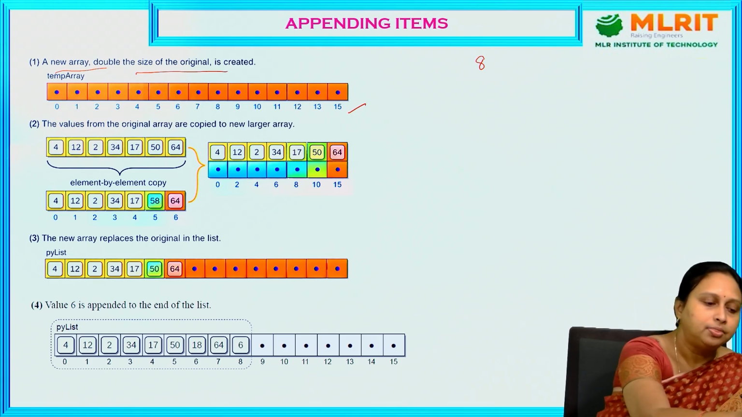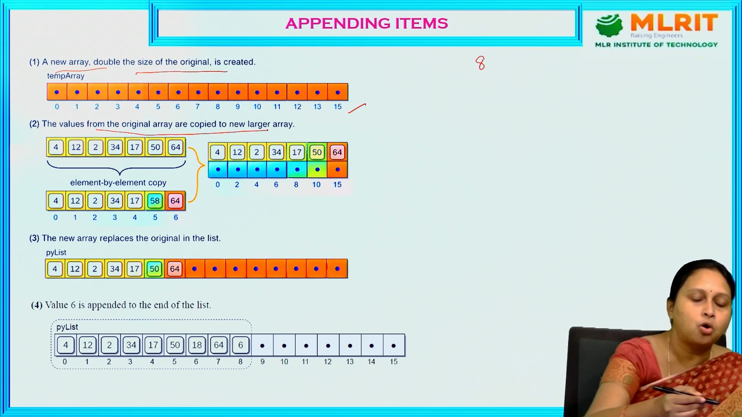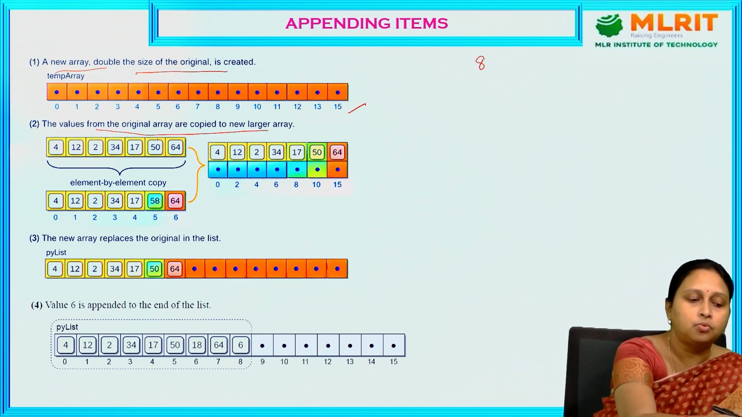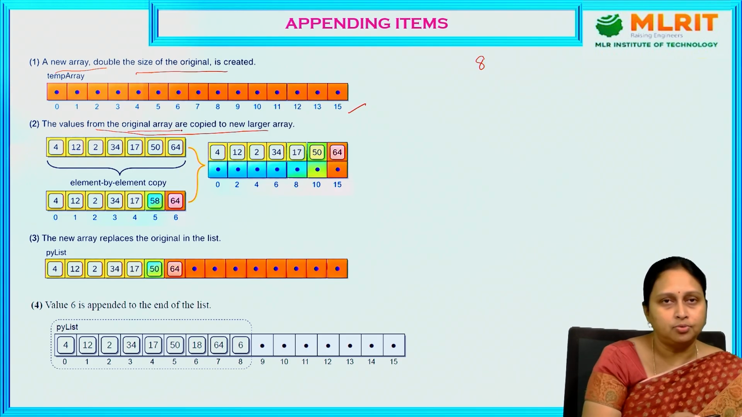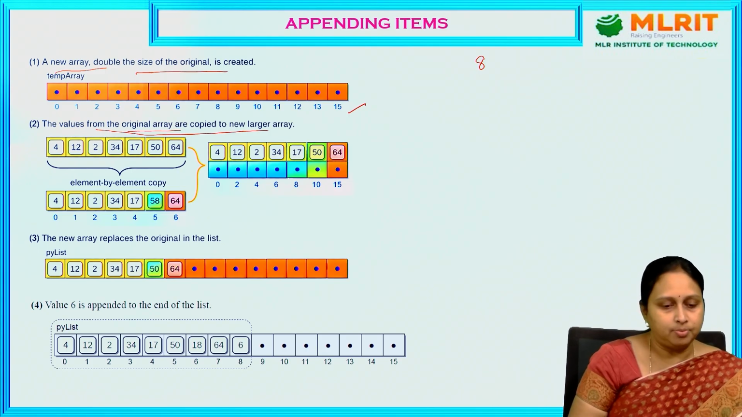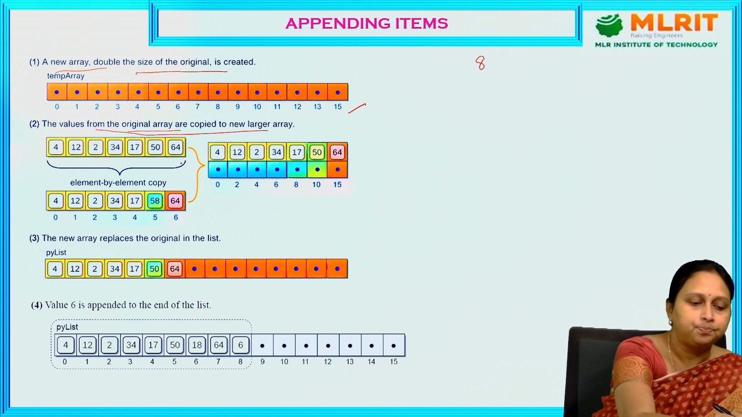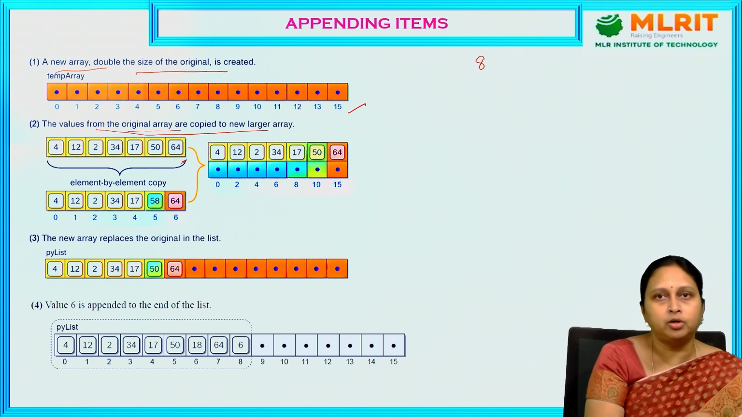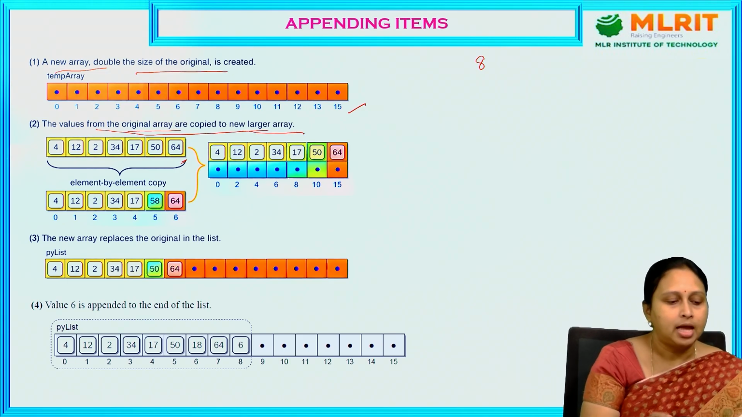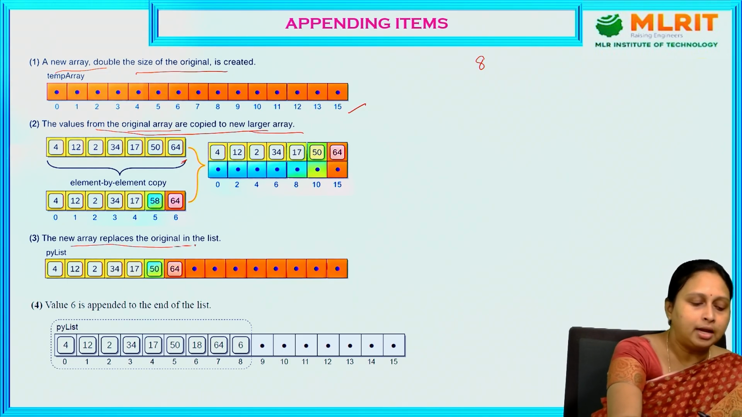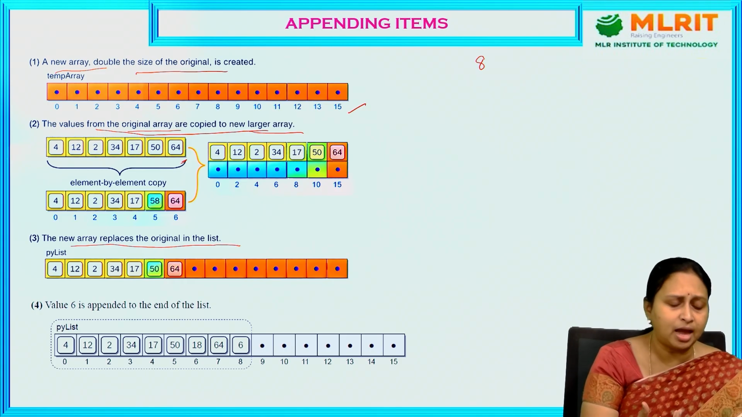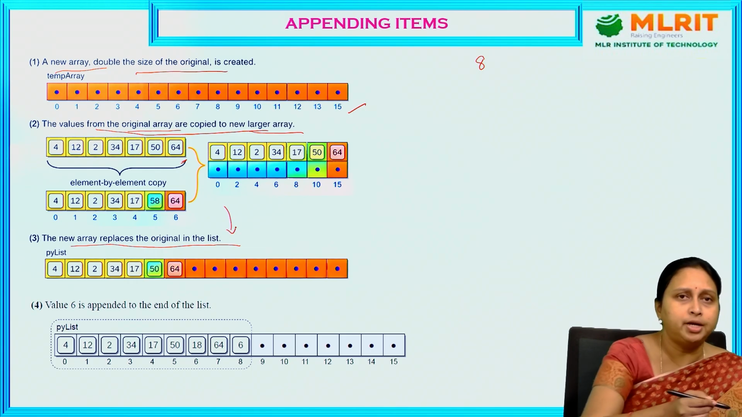The next one, the values from the original array are copied into the new larger array, right? Now whatever the old original array that we have, totally how many elements do we have? Totally we have 8 elements, right? All 8 elements are going to be copied into the new larger array. And then the new array replaces the original in the list. Whatever the new array we have, all the elements are going to be copied into that.